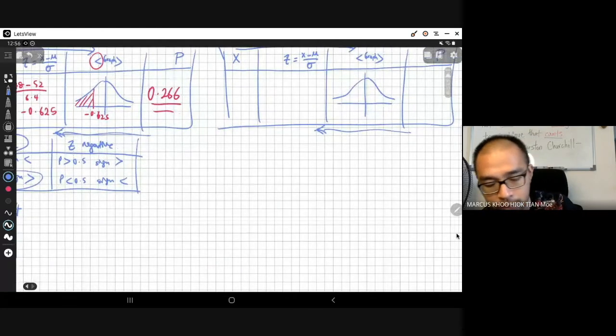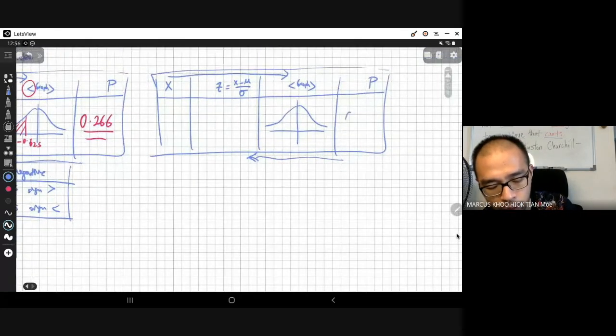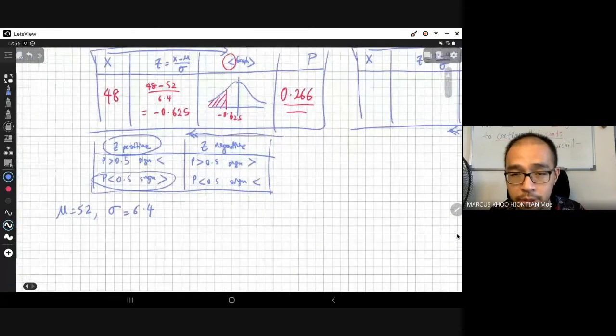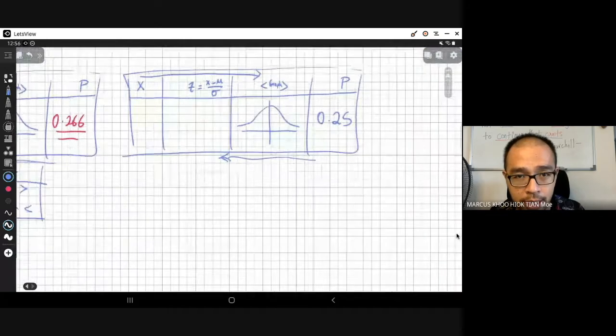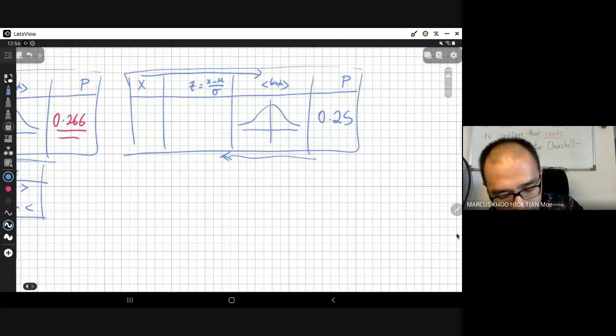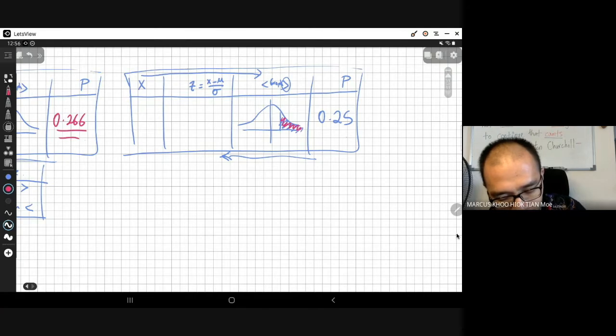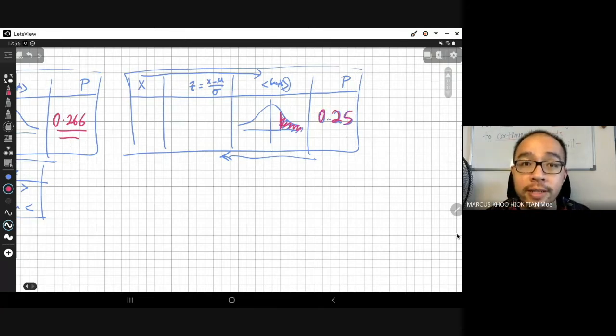Okay, so let's put in the probability first, 0.25. We know that the Z is a positive value, so don't worry about this. Okay, Z is a positive value and is more. So here, sini kita punya tempat lorek. Oh, I should have changed the red color. Pink color or whatever color this is. Okay, 0.25. Now, how do we find the Z score?